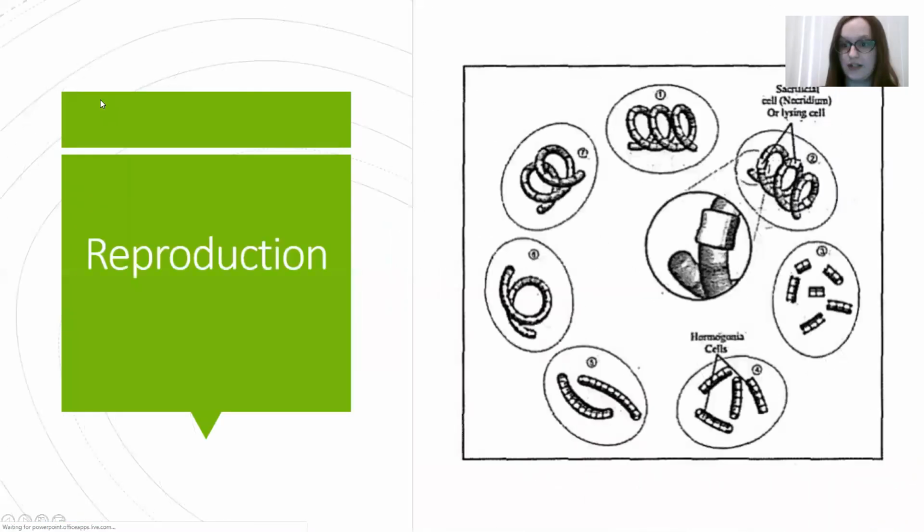Their reproduction: what they do is, you see right here, this is a mature spirulina. Right over here, this is known as a trichome, and the trichome will break up into separate pieces, and then the separate prokaryotic cells will go through binary fission, and they will slowly grow more and then spiral and then form a mature cell, and then they will break apart again.